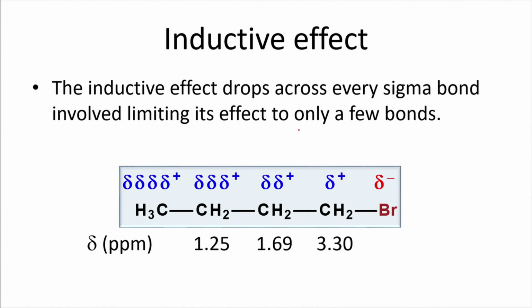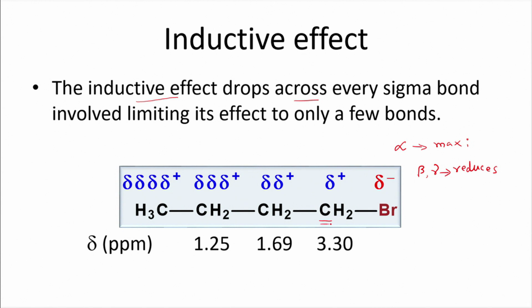We can also have other examples. As we have seen, the inductive effect basically drops across every sigma bond, limiting its efficiency to a few bonds. Whenever it is on the alpha carbon, it has the maximum effect, and whenever it goes to the beta or gamma position, the inductive effect reduces. So, this is what we have seen earlier. Here is an example which we can actually compare for that value.